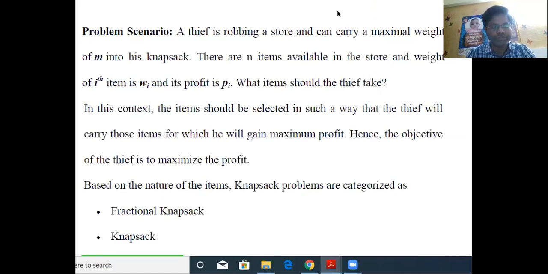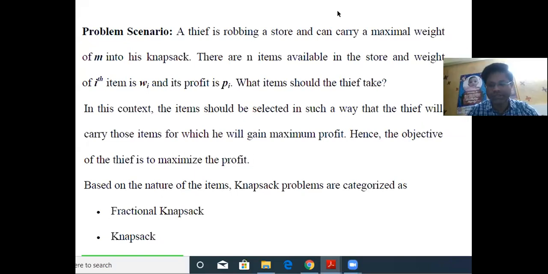Although the same problem could be solved by employing other algorithmic approaches, a greedy approach solves the knapsack problem in reasonably good time. Given a set of items, each with a weight and a value, determine a subset of items to include in a collection so that the total weight is less than or equal to a given limit and the total value is as large as possible. This is basically the objective of the knapsack problem, and later I will take a problem statement so that you are able to understand the basics of this problem.